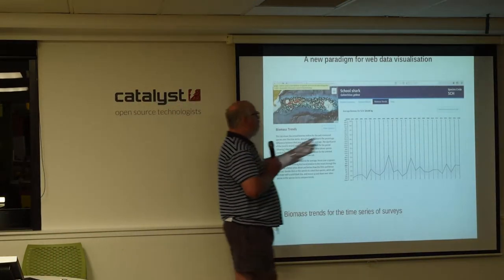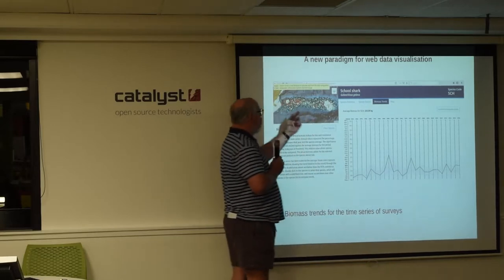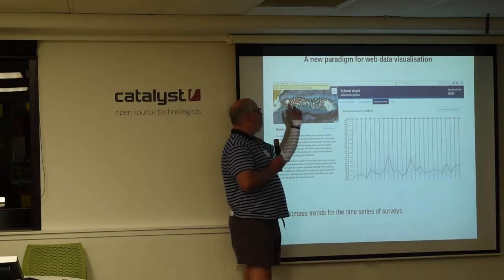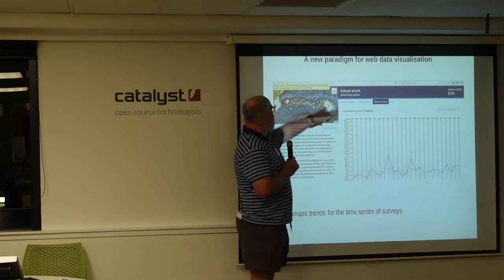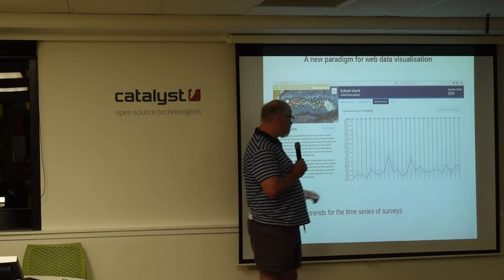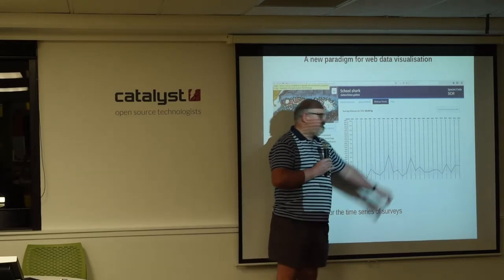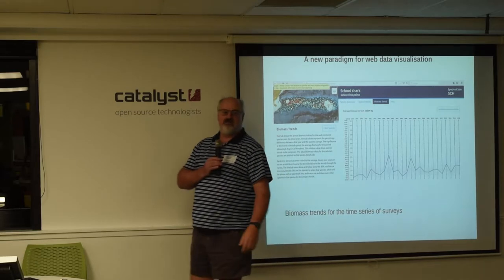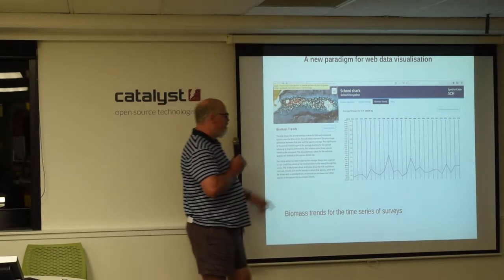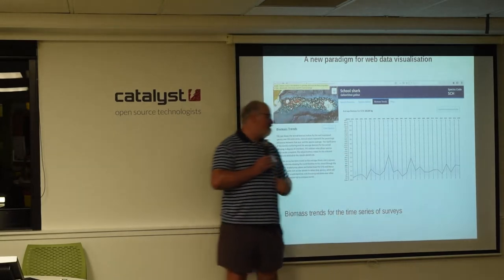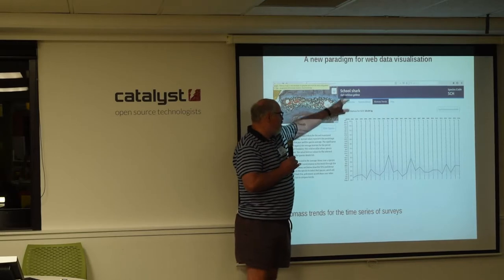If we tab across to, say, the biomass trends, for the time series of surveys we're talking about here, there's 25 years worth of surveys on the Chatham Rise, which is between the Chathams and Banks Peninsula. For all the various species we've got here, this shows the estimated biomass from each year, each annual survey. So you can now see the trend of the biomass for any of those species. You can click on it to make it the selected species.